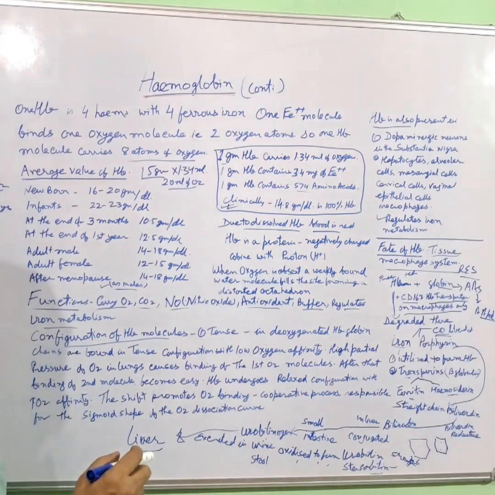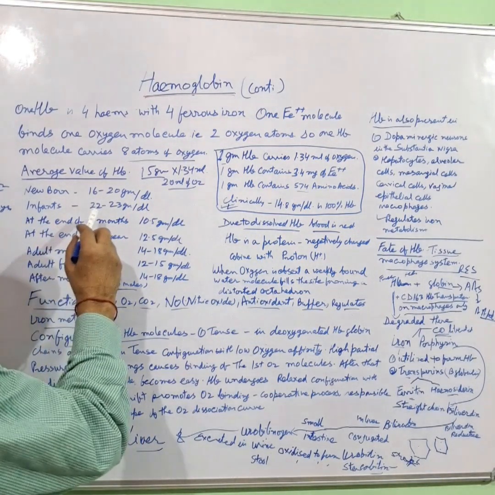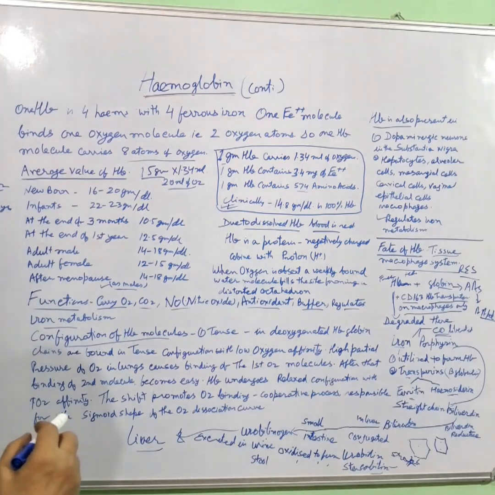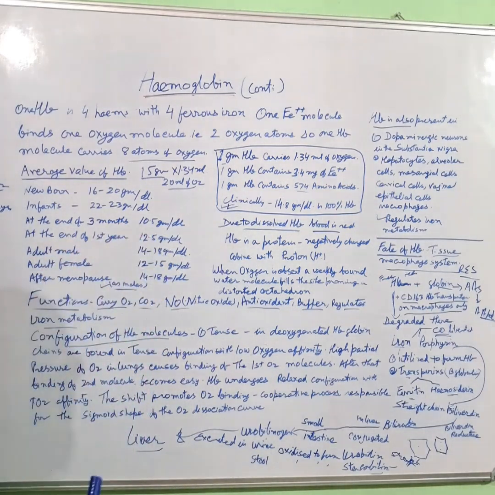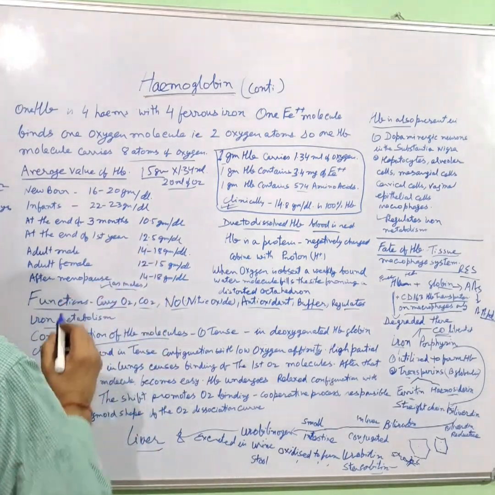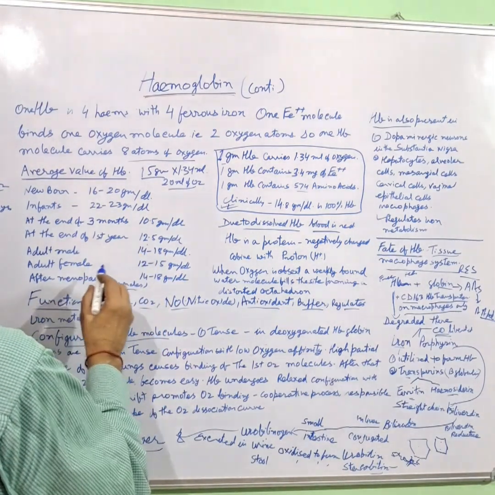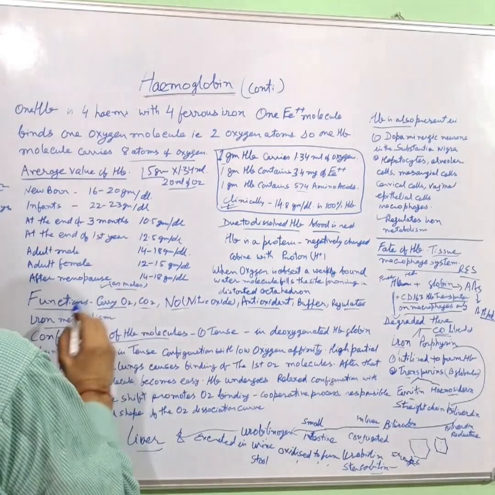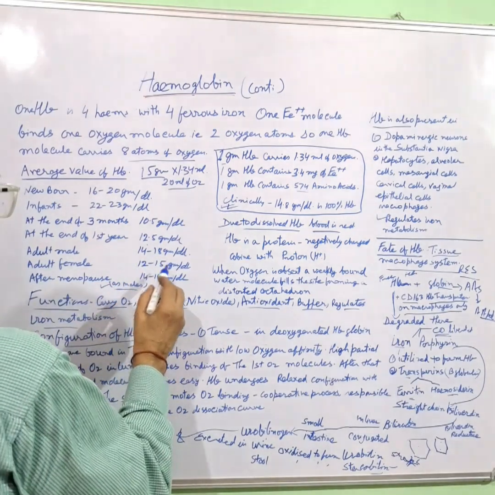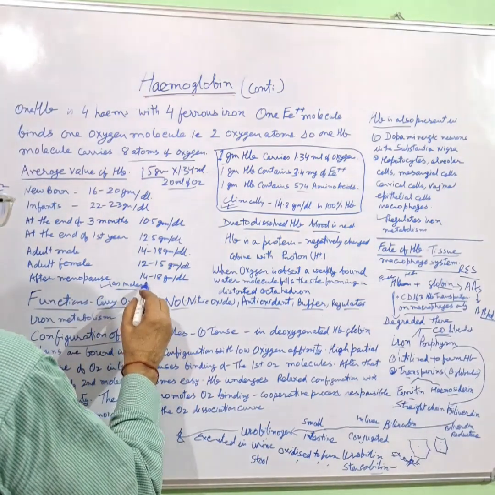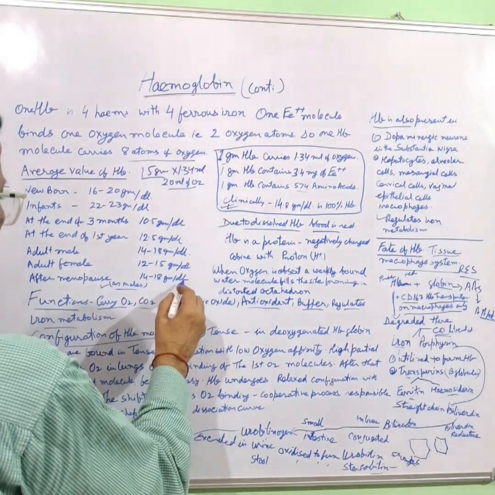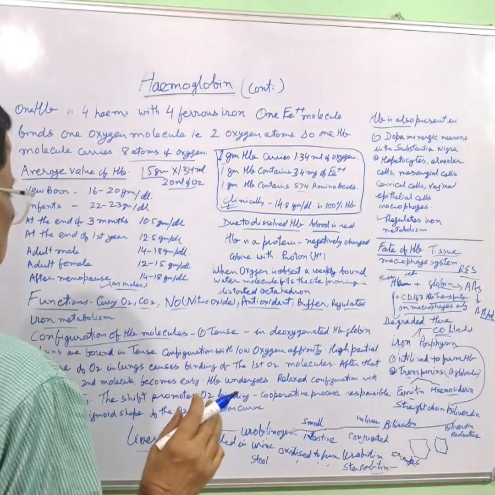Average value of hemoglobin: newborn 16 to 20 gram per deciliter, infants 22 to 23 gram per deciliter. At the end of 3 months, it becomes 10.5 gram per deciliter. At the end of the first year, it is 12.5 gram per deciliter. Adult male 14 to 18 gram per deciliter. Adult female 12 to 15 gram per deciliter. After menopause, it is 14 to 18 gram per deciliter, as in males.